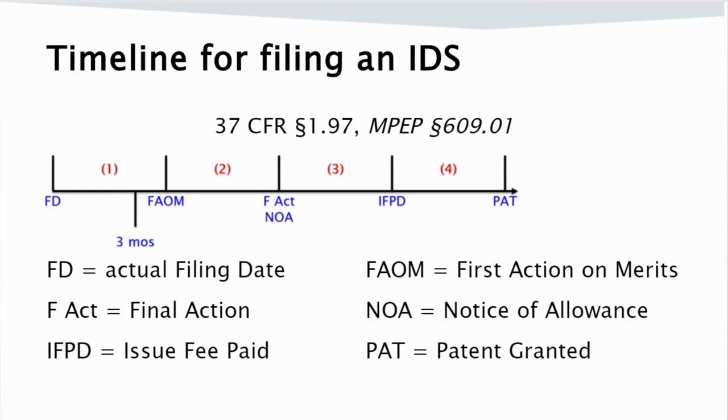Now, we will focus on when should an IDS be filed. The procedures and requirements under 37 CFR 1.97 for submitting an information disclosure statement are linked to 4 stages or periods, as illustrated on the current slide.